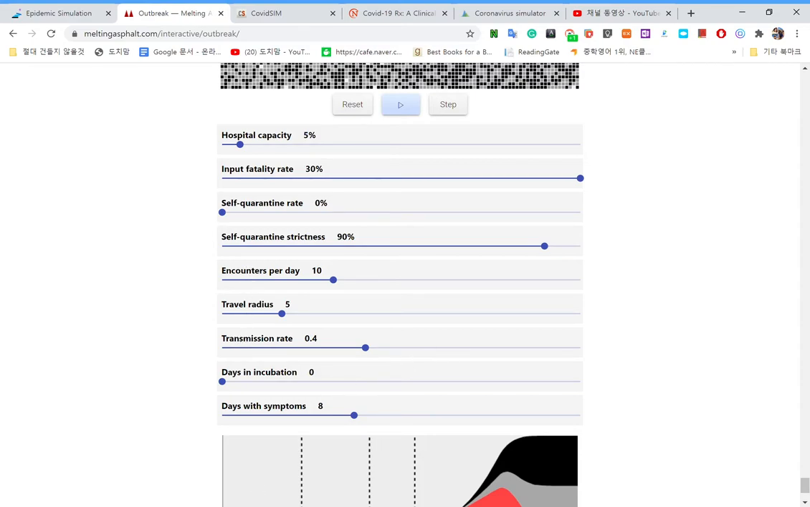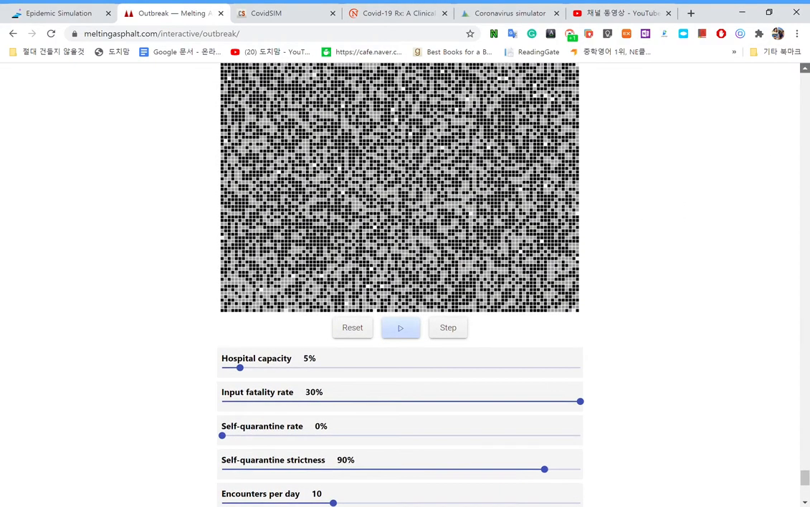This is the travel radius. This is the chance of transmission. This is the days in incubation, where you can't have self-quarantine. And this is the days with symptoms, where you can have it. So basically, this is what happens.